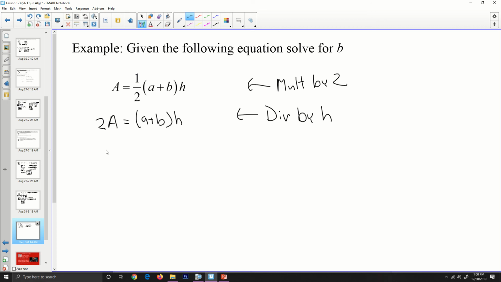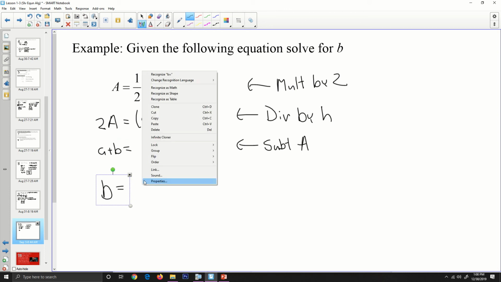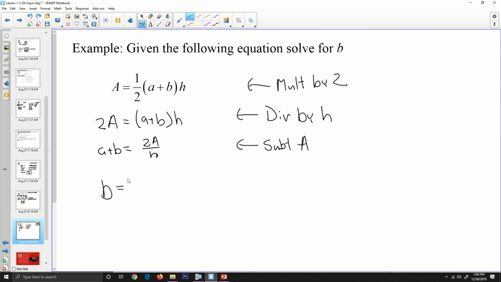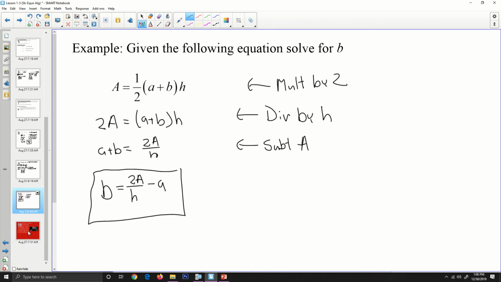That'll give me, and I'm going to flip it, so I'll get a plus b equaling 2a over h. And then I'm going to subtract a, and that'll give me b equals 2a over h minus a, and that'll be my final answer for this one. Okay, so that brings me to the end.